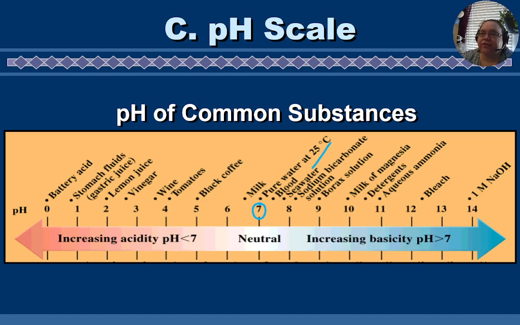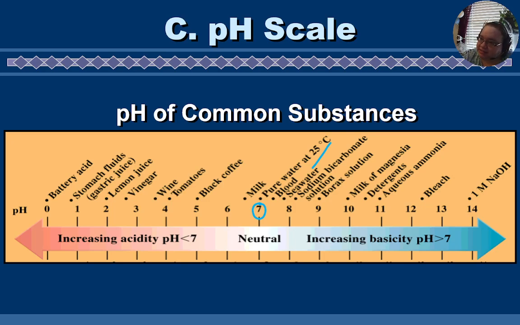A lot of your foods tend to be acidic, so we've got coffee, tomatoes, wine, vinegar, lemon juice. Those are all foods. They all are weak acids. A couple of your strong acids that you might encounter, your gastric juices, your stomach acids, as well as battery acid. Those are 2 strong acids.